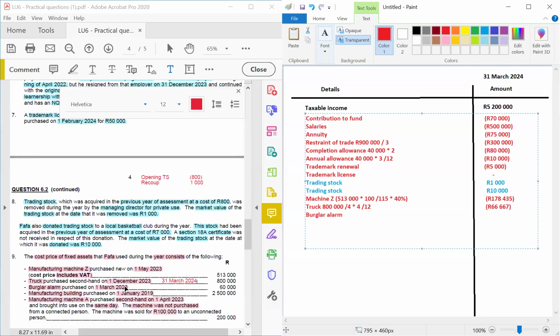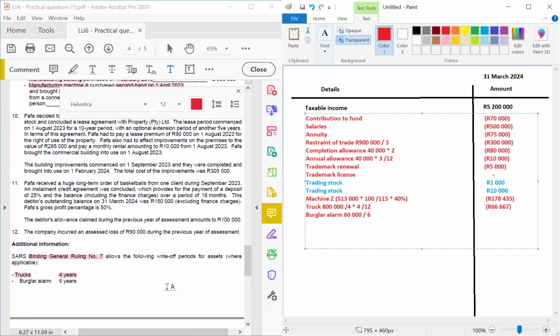So now, the burglar alarm, 60,000. This was purchased in the prior year, 1st of March 2023. So now, for this current year, I can take this 60,000 and divide it by 6, because for this current year of assessment, I had it for the full year. Why 6? Because they told me that the burglar alarm wear and tear period is 6 years. So obviously that would be 10,000.